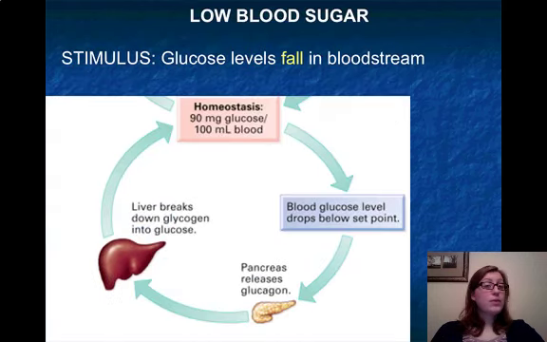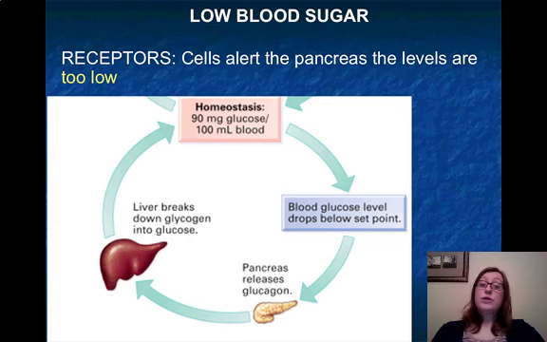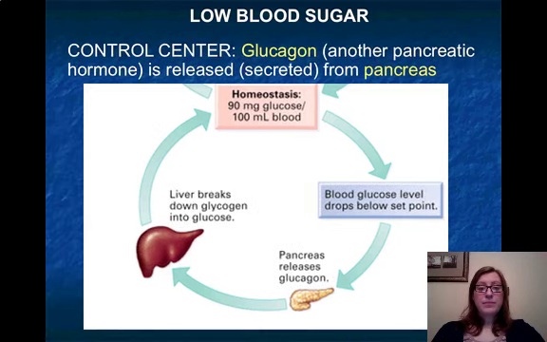Now let's look at what happens if the blood sugar is too low. Here the stimulus is that our glucose levels have fallen. So this would be, for example, if you haven't eaten in, say, over 3 or 4 hours. All of that glucose has been broken down by your cells, and there's a very low level in the bloodstream. Receptors, again, we're going to have cells that are going to send out alert signals to the pancreas to say, hey, our blood sugar is too low.